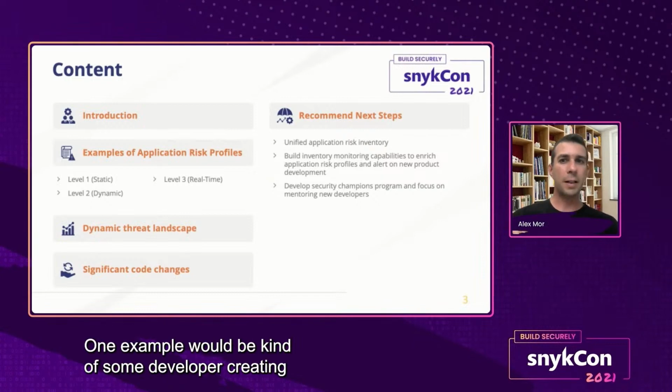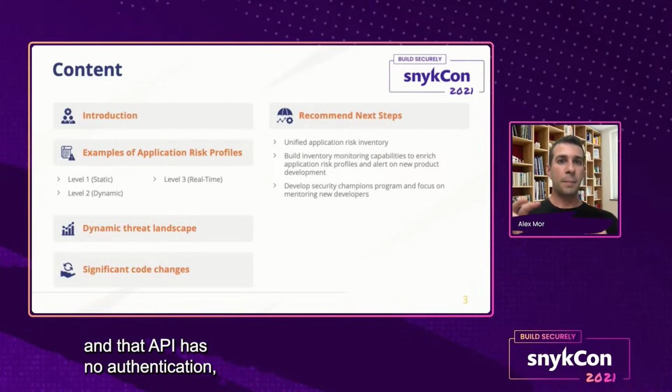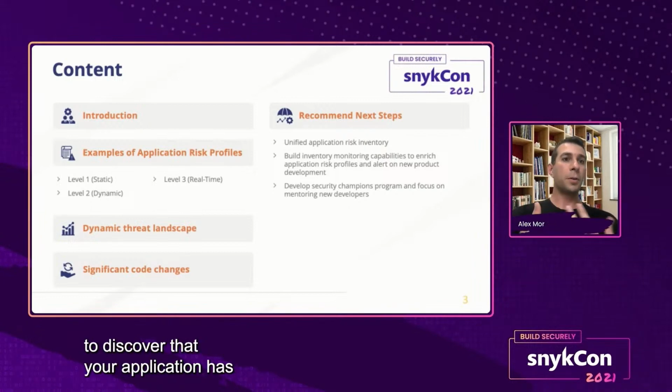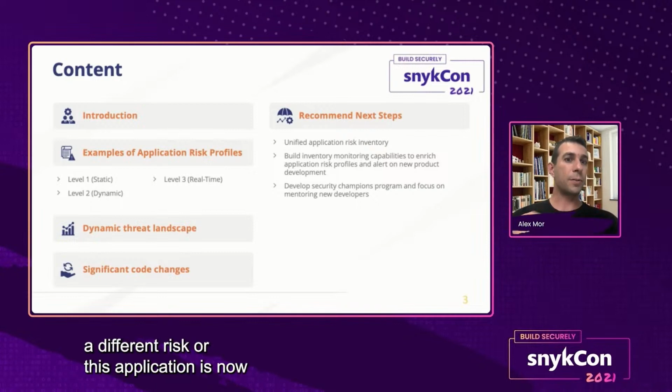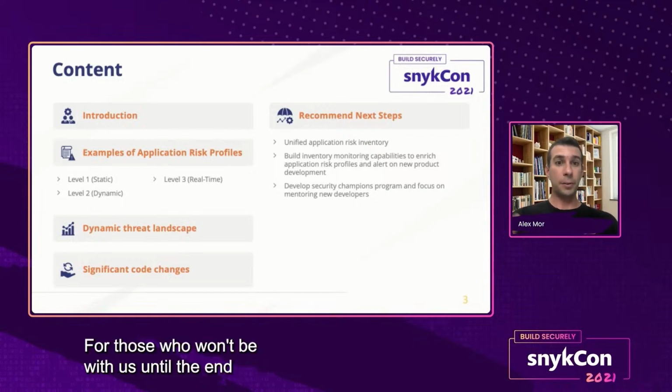One example would be some developer creating a new API. If you don't know about this in real time and that API has no authentication, it would take you until the next penetration testing cycle to discover that your application has a different risk, or that the application is now vulnerable to some kind of breach or information disclosure.